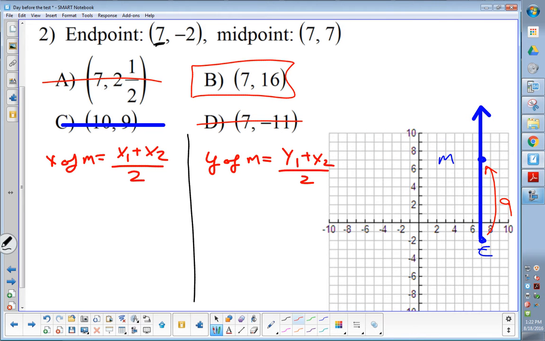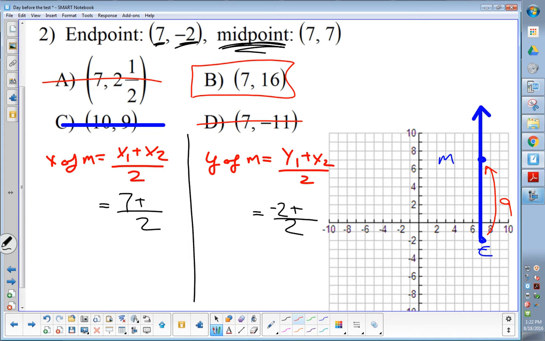This 7 right here, is that going into my x or my y formula? The x. What's it going in for? Is it going in for the midpoint, the x1 or x2? x1, so 7 plus something divided by 2. This negative 2 goes into my y formula. It's going in for y1.